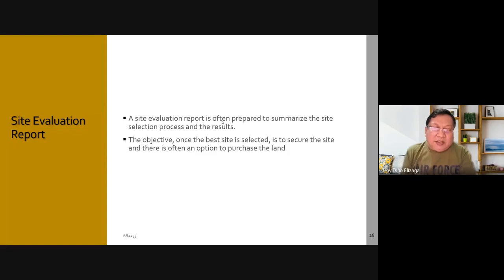The objective, once the best site is selected, is to secure the site, and there is often an option to purchase the land. The site may not necessarily be owned by the client; it might be owned by anyone, a government or the public. There might be a need to do land banking, which is to buy small sites so that you can have a bigger site, because it's made up of small properties. So you have to buy all of those properties.